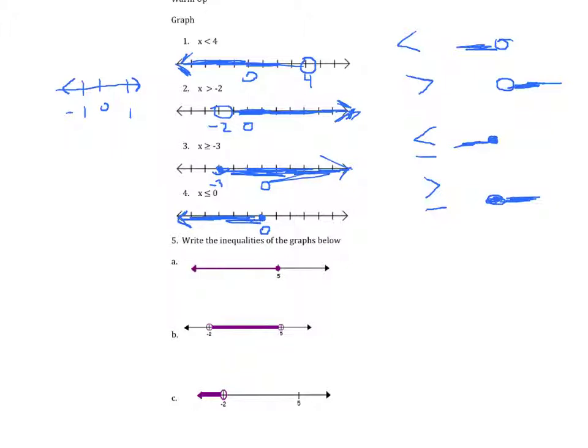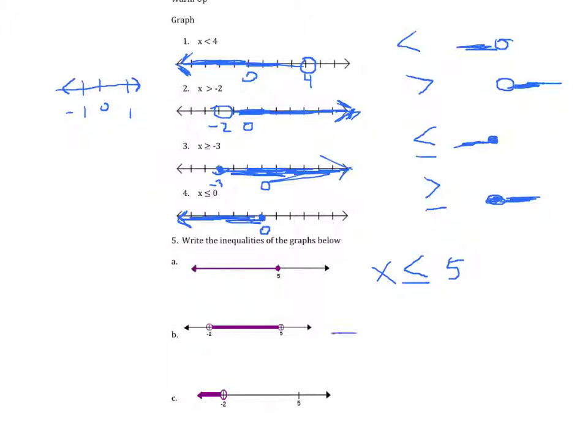And then you look at the graphs and try to write the inequalities from the graphs using the same principles. So if it's a closed circle at 5, it means it's going to be equal to 5, and the direction of the arrow would be less than, so all solutions for x are less than or equal to 5.